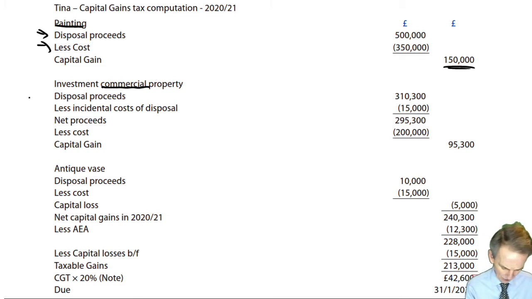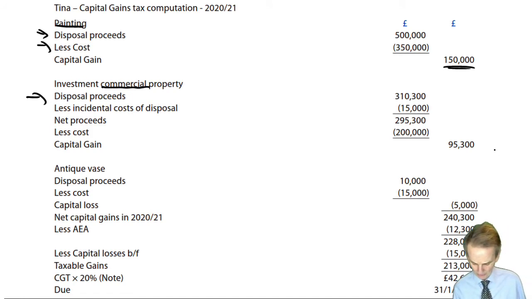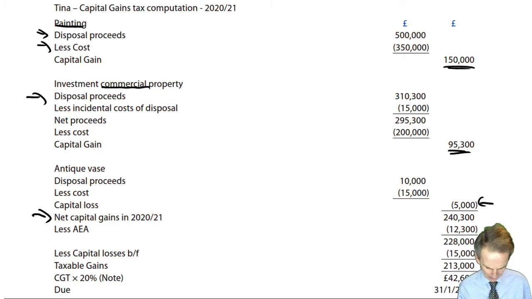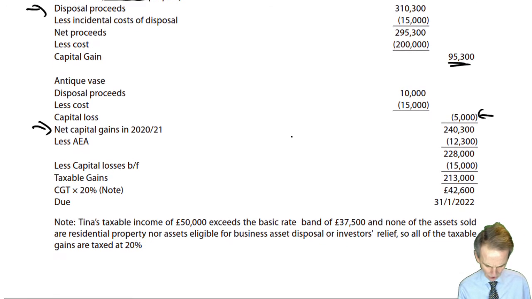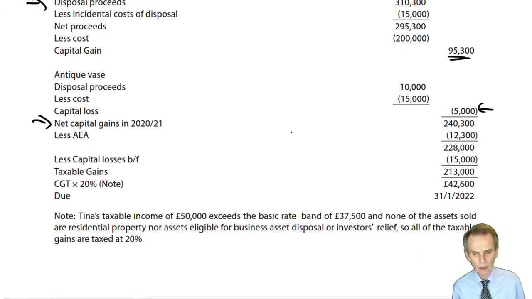But simple calculations, again: the disposal proceeds less any selling expenses to get net proceeds, take away the cost, and you end up hopefully with a gain of £95,300 there. With the antique vase, it didn't prove to be such a good investment. We end up with a capital loss of £5,000. Put it all together to establish in the 2021 tax year, we have net gains of just over £240,000.